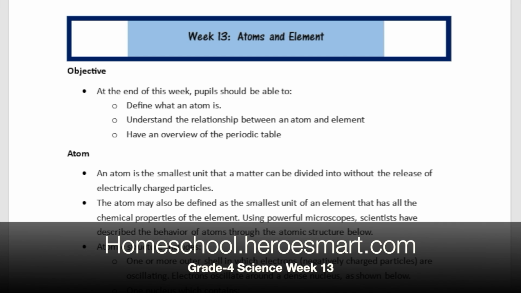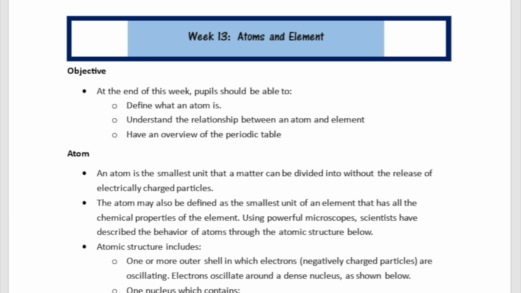And today we are going to be talking about atoms and elements. We're going to be talking about what an atom is, what an element is. You should be able to define what an atom is at the end of this lesson and understand the relationship between an atom and an element and have an overview of the periodic table at subsequent lessons.